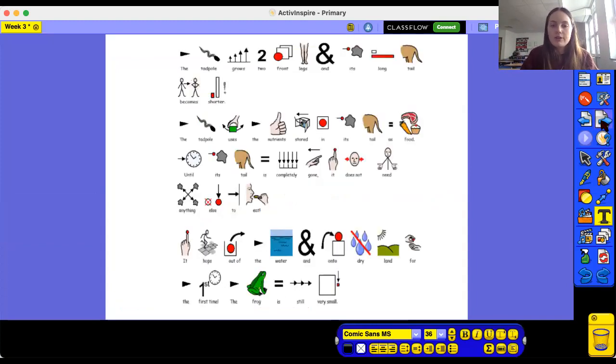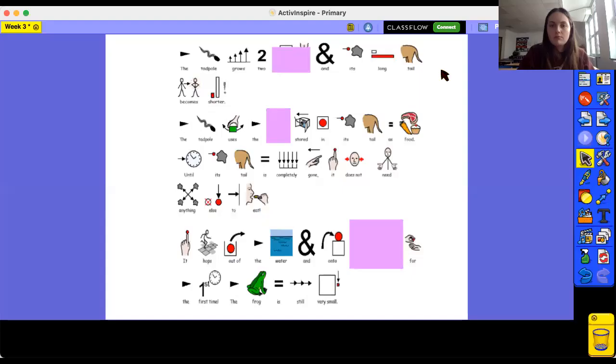Let's look at our new information sheet. Remember, keep those listening ears switched on because I'm going to ask you if you can remember the information afterwards. The tadpole grows 2 front legs and its long tail becomes shorter. The tadpole uses the nutrients stored in its tail as food. Until its tail is completely gone, it does not need anything else to eat. It hops out of the water and onto dry land for the first time. The frog is still very small. I don't think that should say frog, I think that should maybe say froglet.